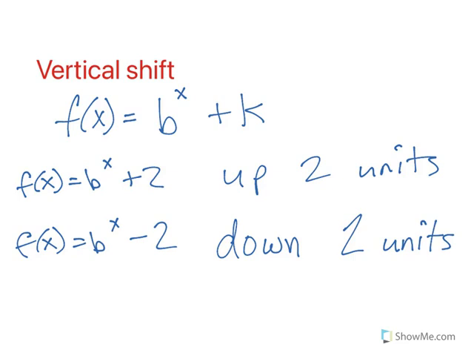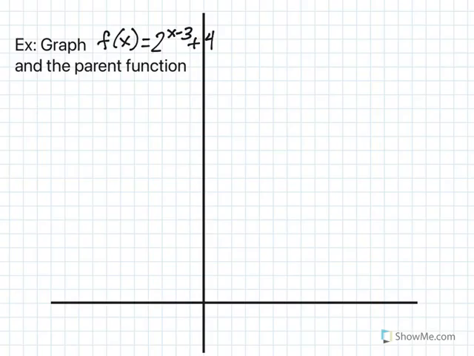These transformations are the same with logarithms, absolute value, quadratics. They're the same rules across all functions. So we're going to graph f of x equals 2 to the x minus 3 plus 4 and the parent function. Now, I want to do the parent function first, because if you can graph the parent function, which is usually easier, then you can just use your movements to graph the other function. Okay, so the parent function is just the base to the x. So the parent function is just 2 to the x.